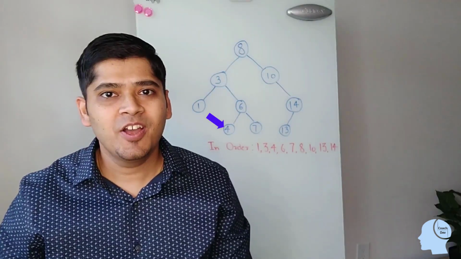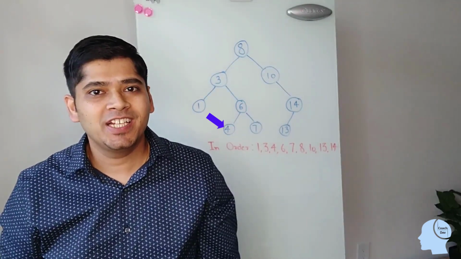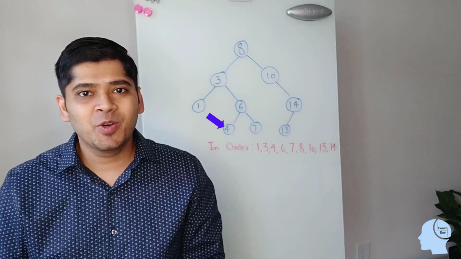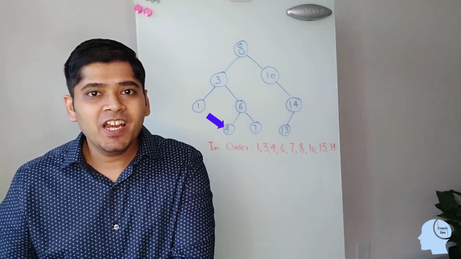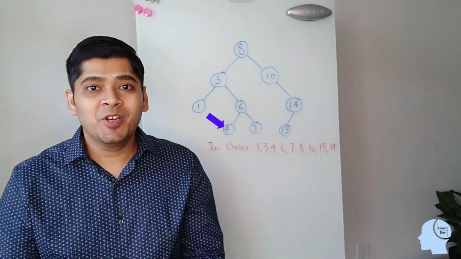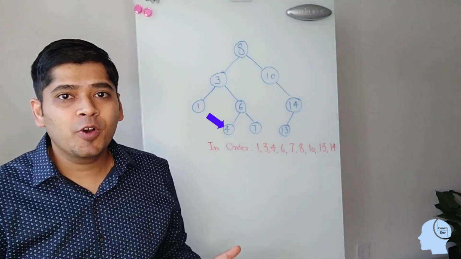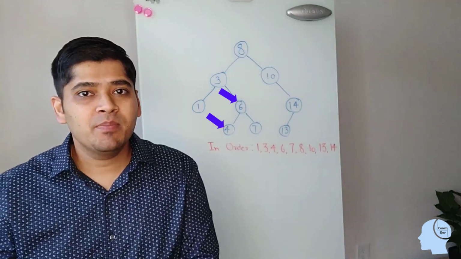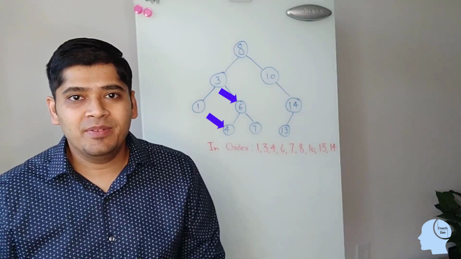Let's take the example of node 4. Since node 4 does not have a right child, we will go to its parent node. Once we reach the parent node, we can check where did we come from. Did we come from the left child or the right child? If we came from the left child, then the parent node is our answer. So in this case, we go from node 4 to node 6. And then from node 6, we check that we came from the left child, that is node 4. So node 6 will be the answer.